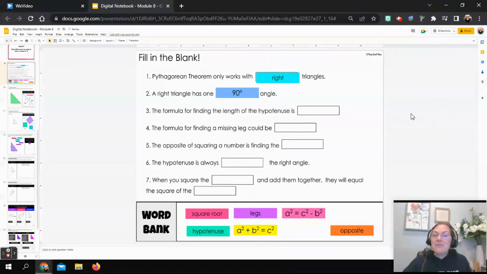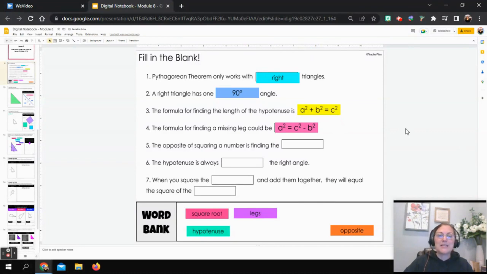Number 3, the formula for finding the length of the hypotenuse: to find the hypotenuse, we use a to the second plus b to the second equals c to the second. You may have heard it before as a squared plus b squared equals c squared. Number 4, the formula for finding a missing leg is a version of that same formula, but we just turn it around to find a leg. So that is a to the second equals c squared minus b squared.